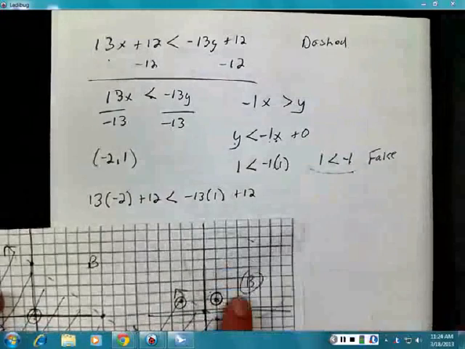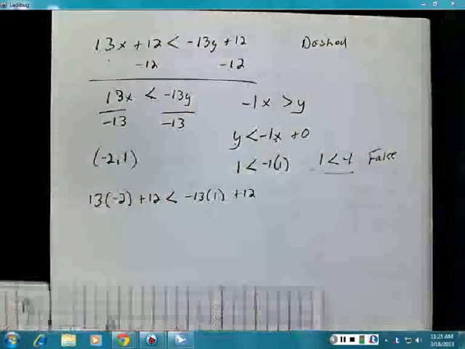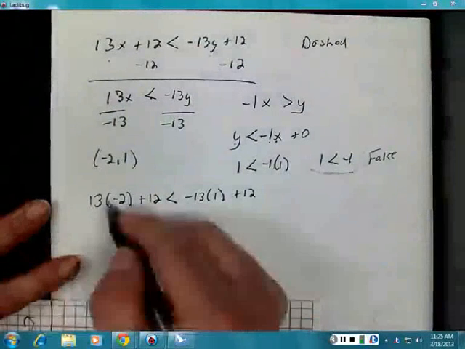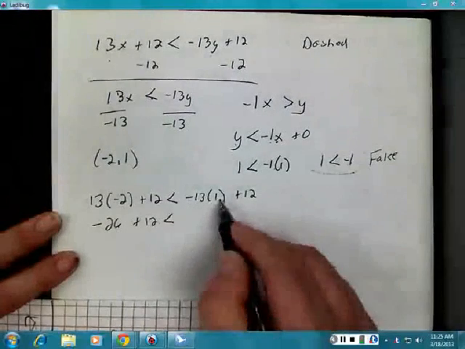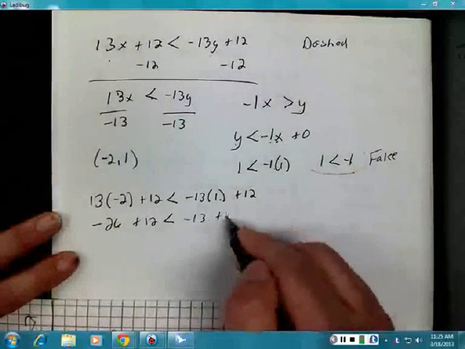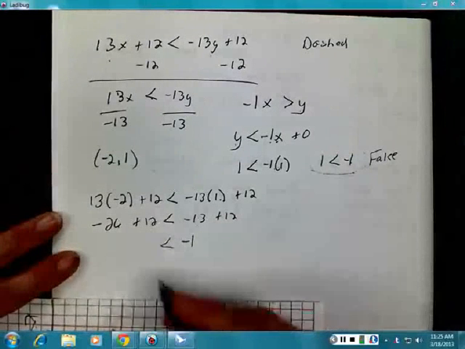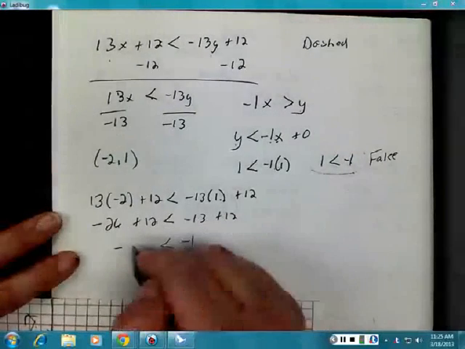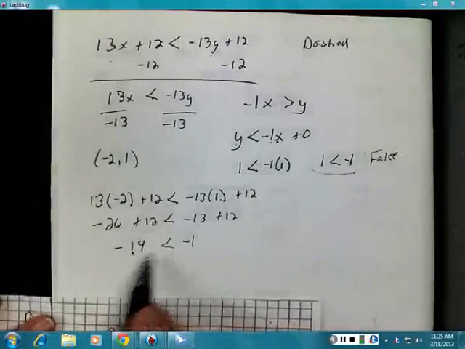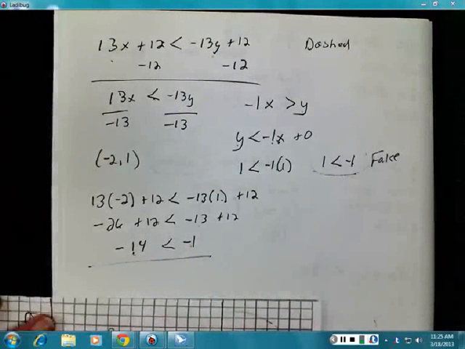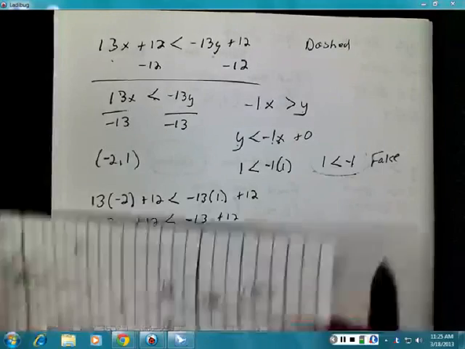That's why I'm picking this side to shade, because if I put points from the other side where it's false into this, it'll make it false. So I'm trying to find stuff that makes it work. -2 times 13 is a -26. 1 times -13 is -13. -13 plus 12 is a -1. -26 take away 12 is a -14. And sure enough, a -14 is less than a -1. So I know I've shaded the correct side.